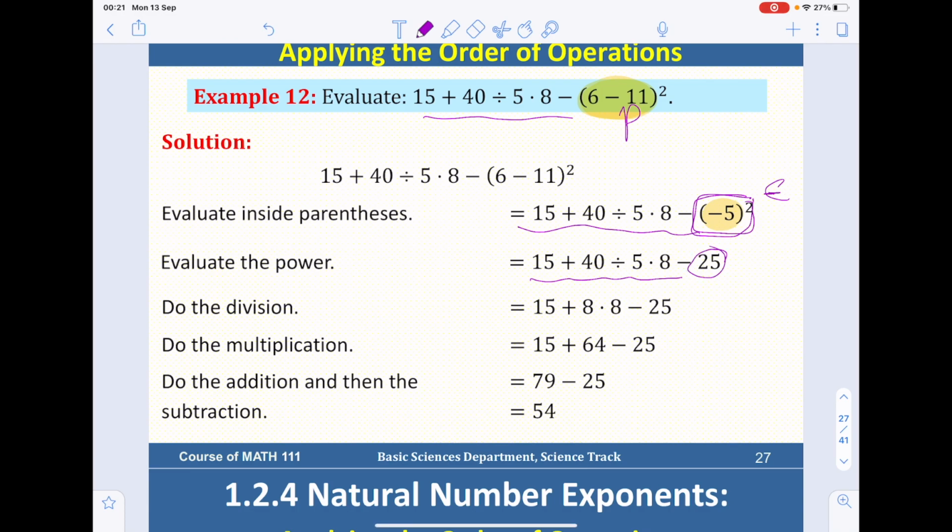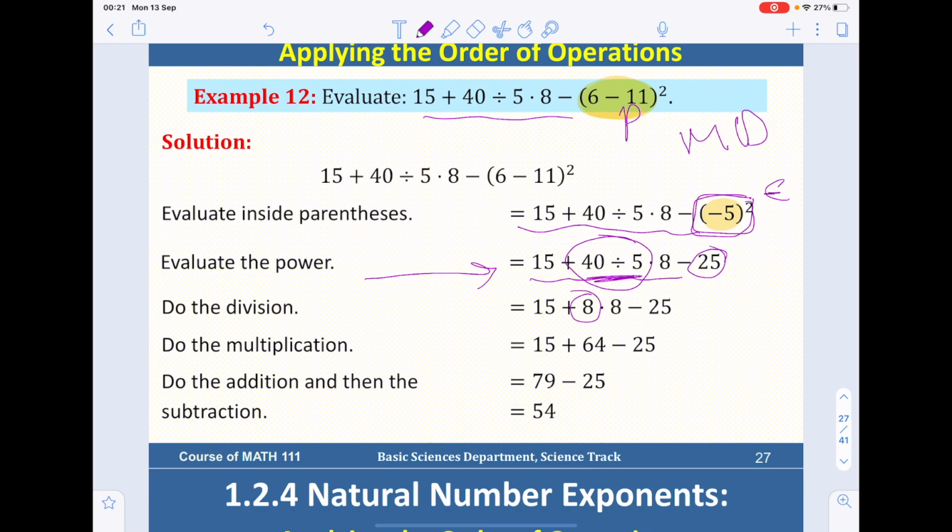After the exponent, I will do the multiplication and the division, which one comes first. So by reading this statement from left to right, we will face this one first. 4 divided by 5 equals 8.